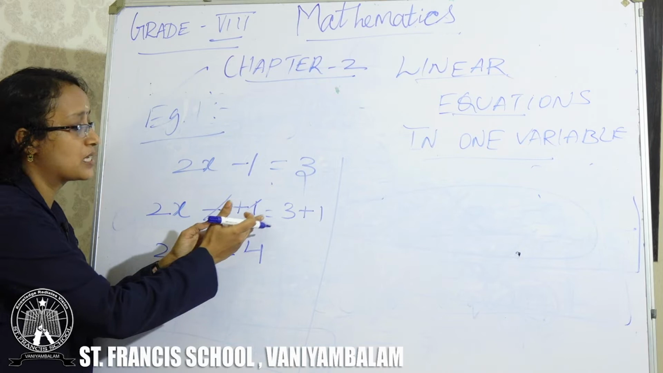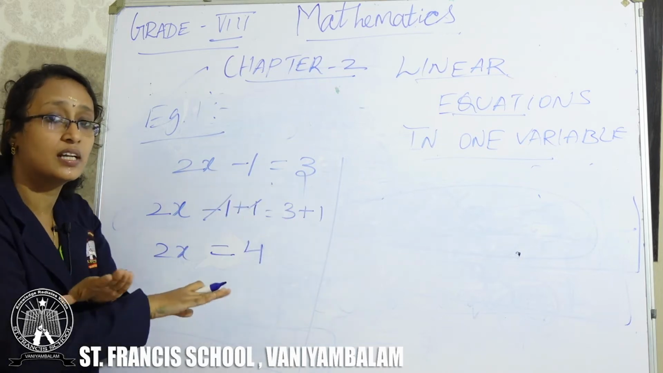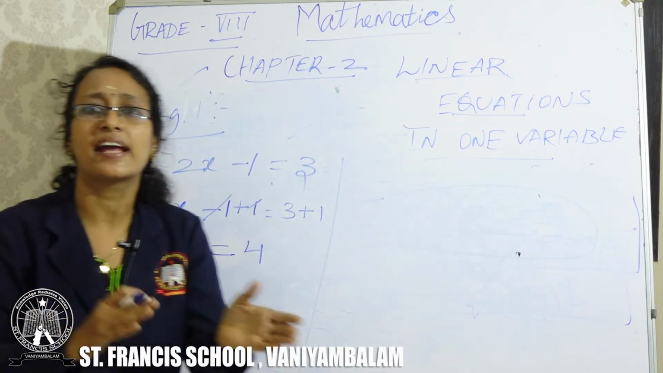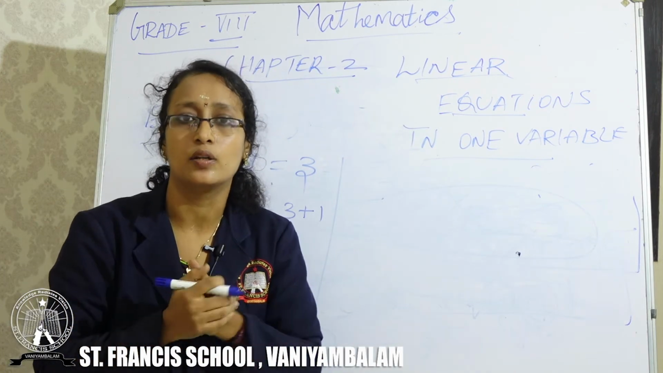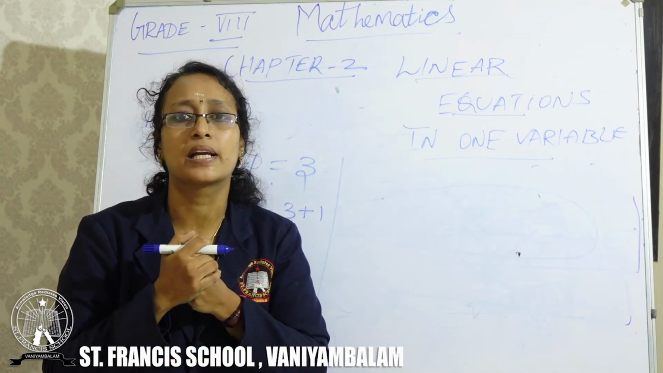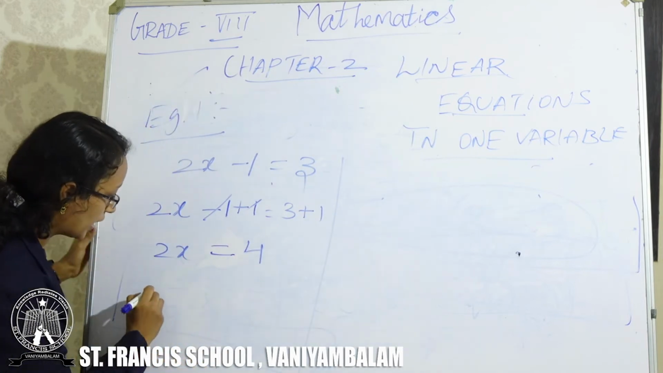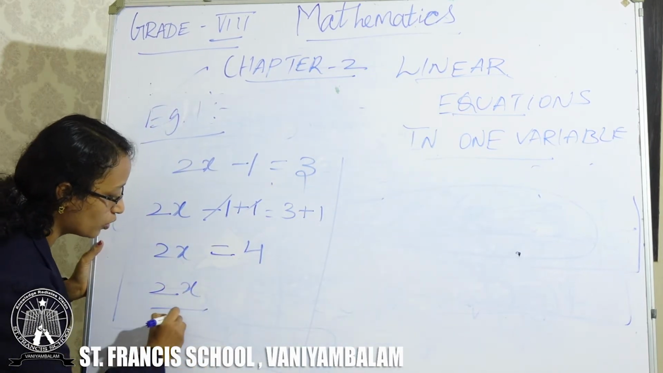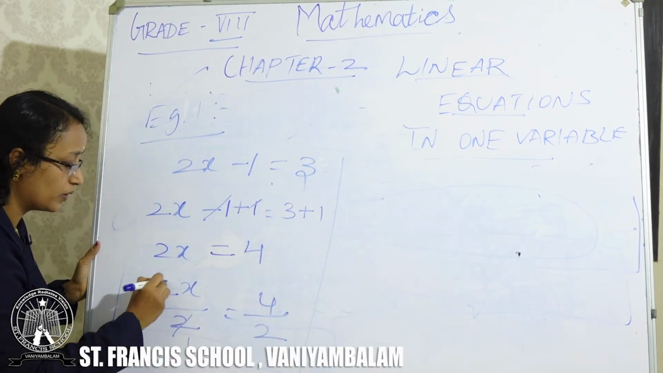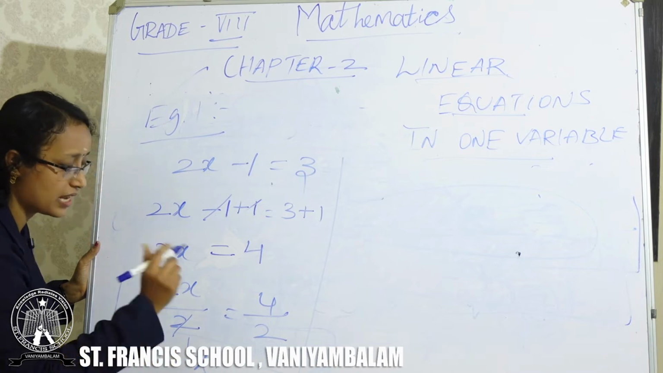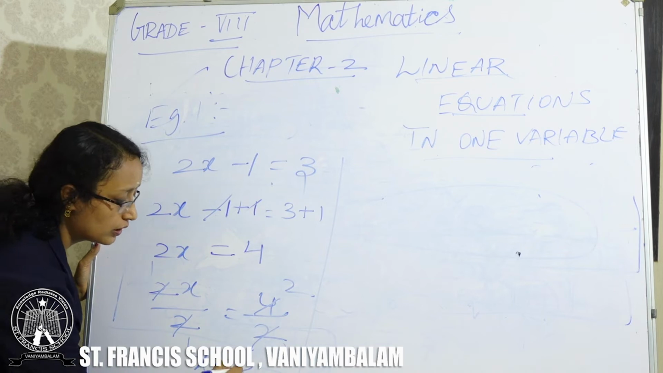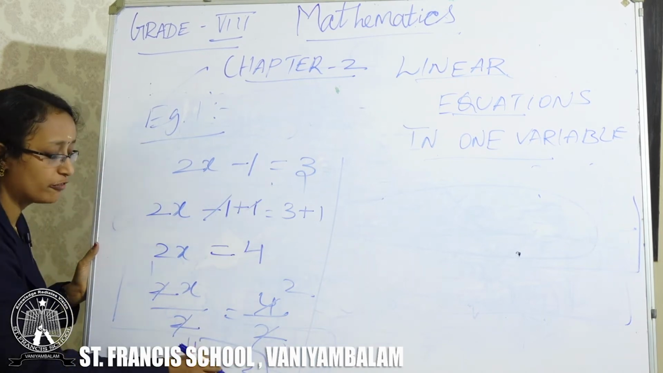I add plus 1 on both the sides. The equation does not get changed. Same, you have 2 and x. 2 and x are in multiplication. So what can you do with this? What is the inverse of multiplication? You know, right? Inverse of multiplication is division. So you can divide 2x on both sides. 2 will get cancelled and the remaining is x value. You can cancel this 4 and 2. So you got the value of x.